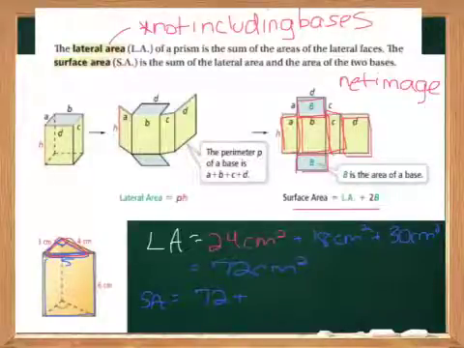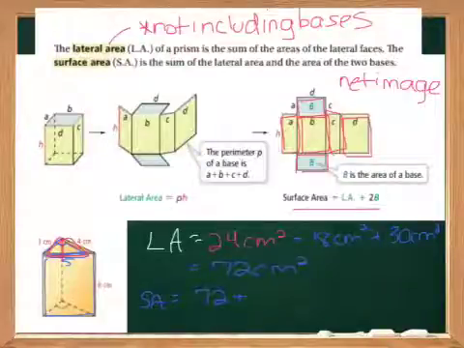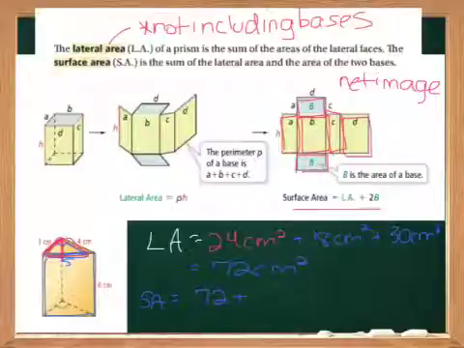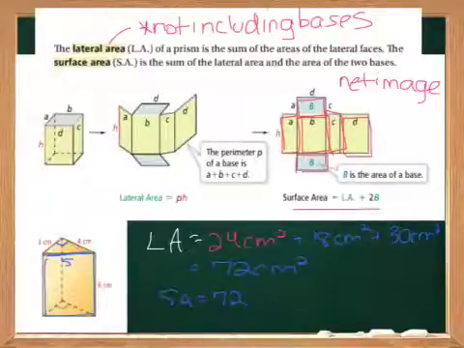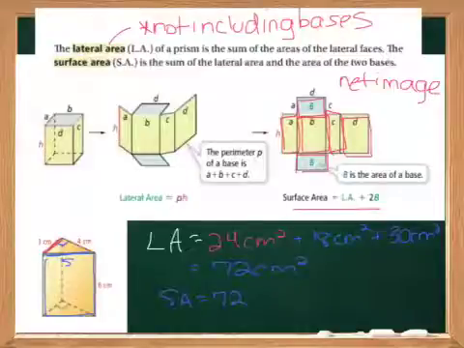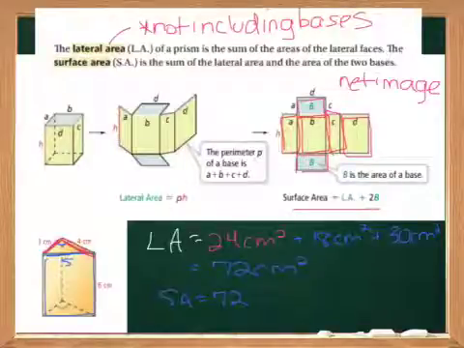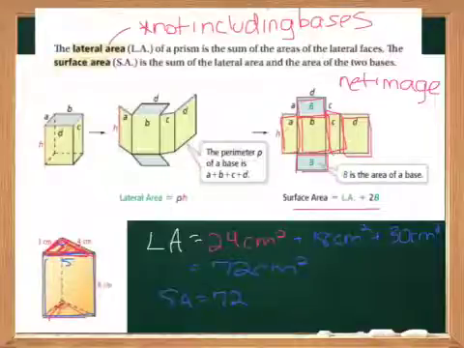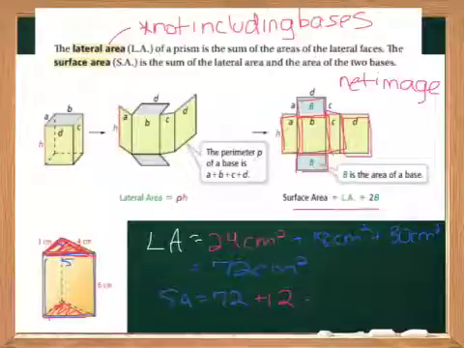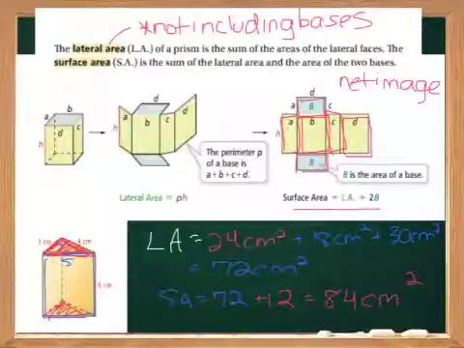Well, in order to do that, we need to know what the height of the triangle is. Since it's a right triangle, we can see that the base could be 3 and the height could be 4. So 1/2 of 3 times 4 gives 1/2 of 12 gives us 6. So the top has an area of 6 centimeters squared, which means the bottom also has that area. So we're adding an additional 12 centimeters squared, and that's going to give us a total area of 84 centimeters squared.